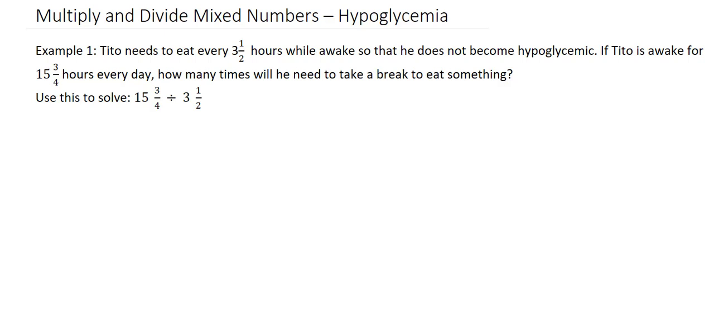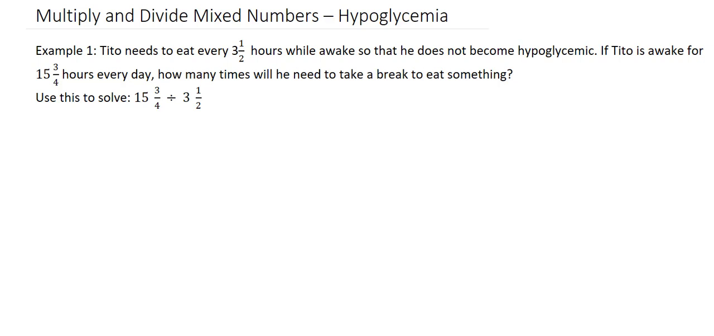Multiply and divide mixed numbers. Hypoglycemia. Example 1. Tito needs to eat every 3.5 hours while awake so that he does not become hypoglycemic. If Tito is awake for 15 3/4 hours every day, how many times will he need to take a break to eat something? So we're going to use the following below to solve.